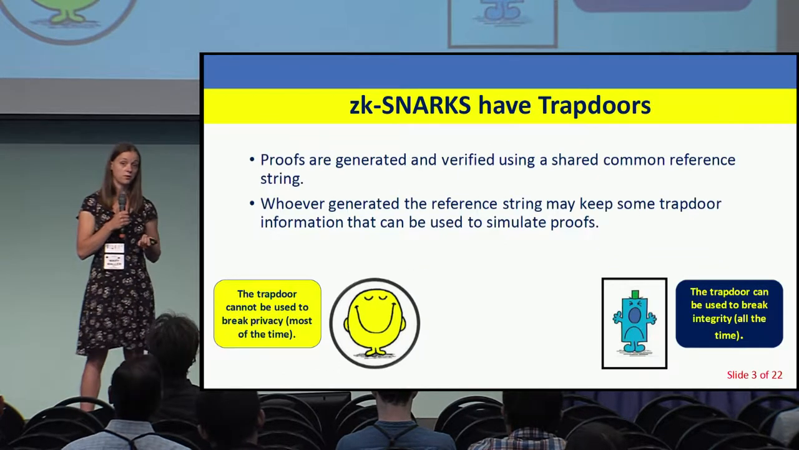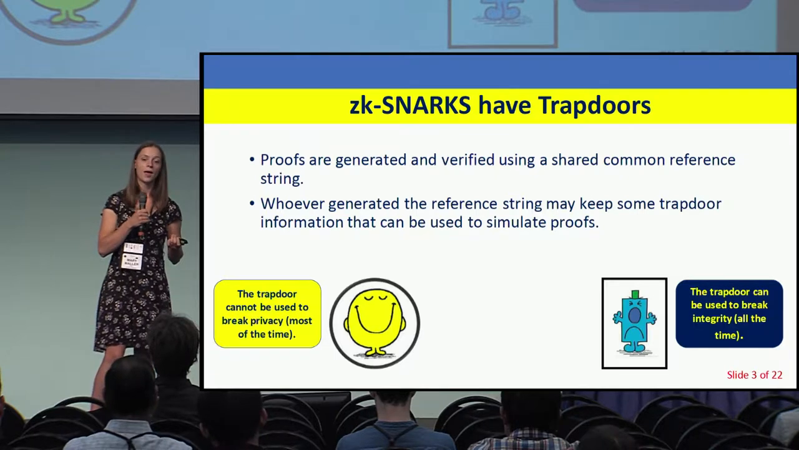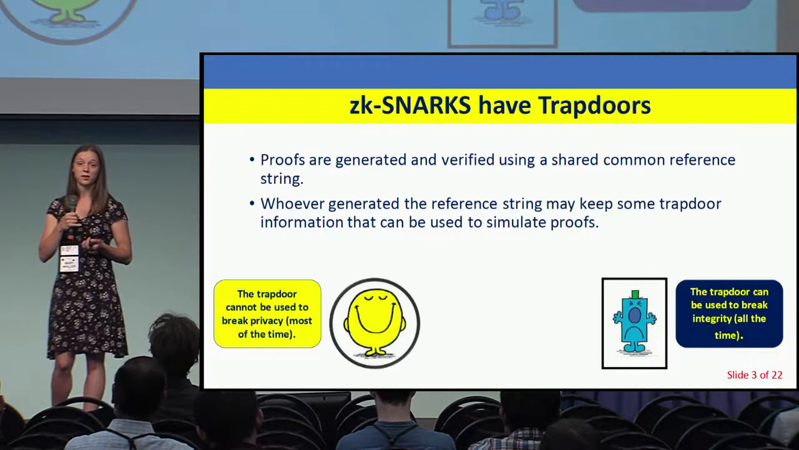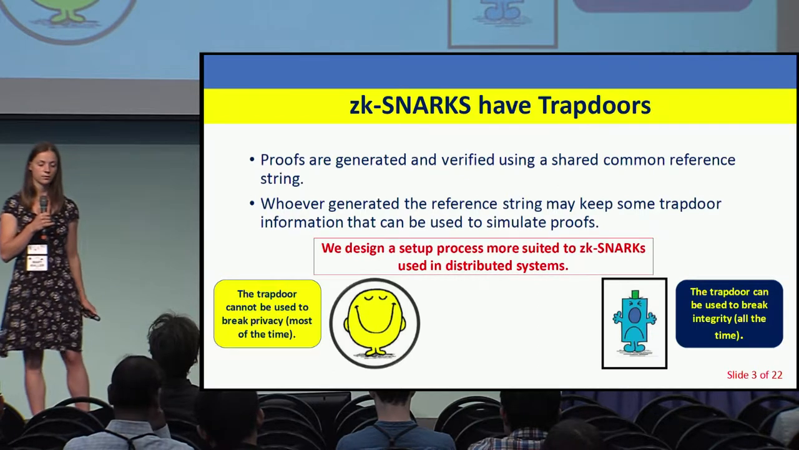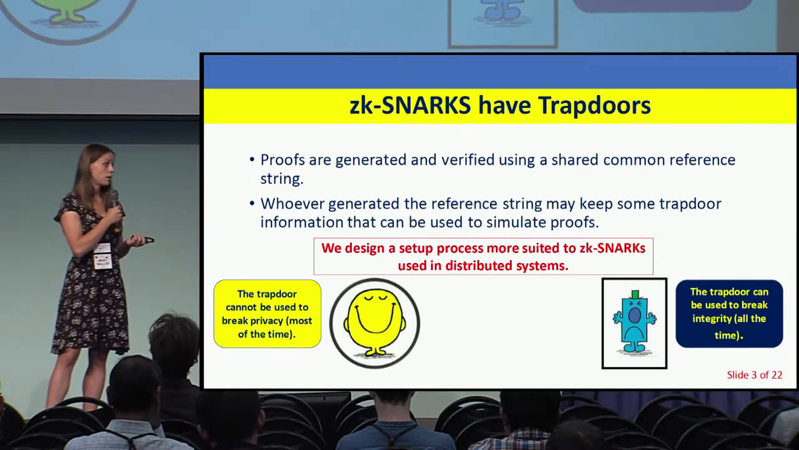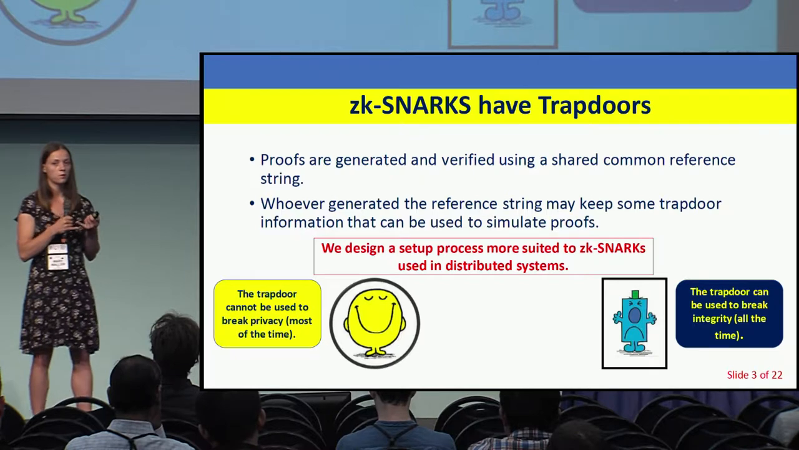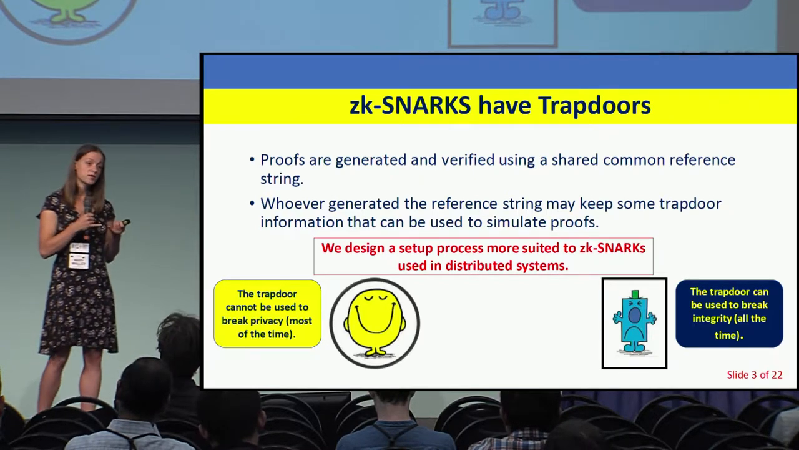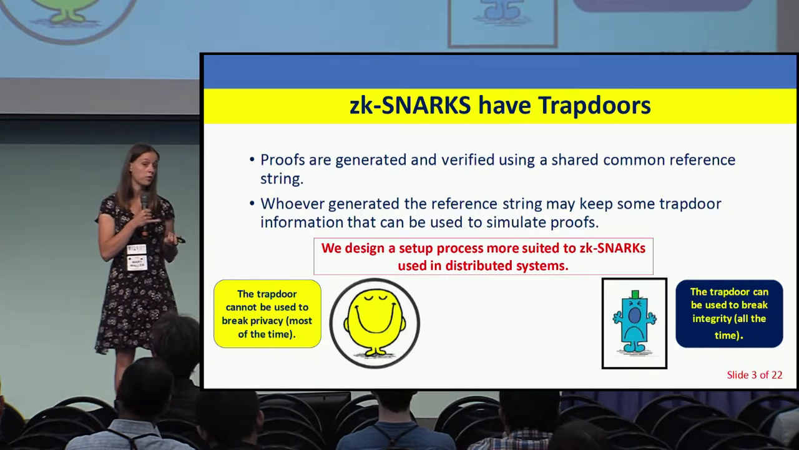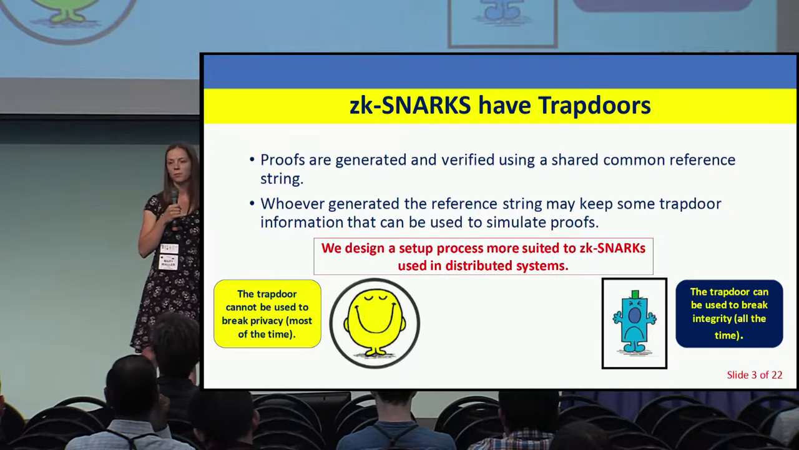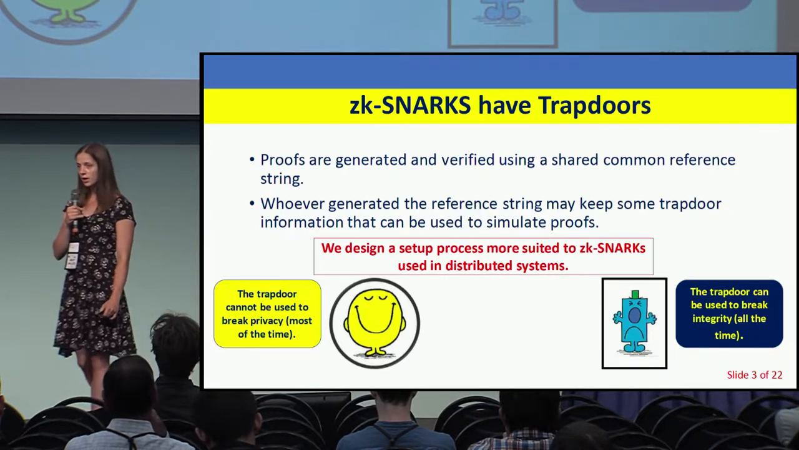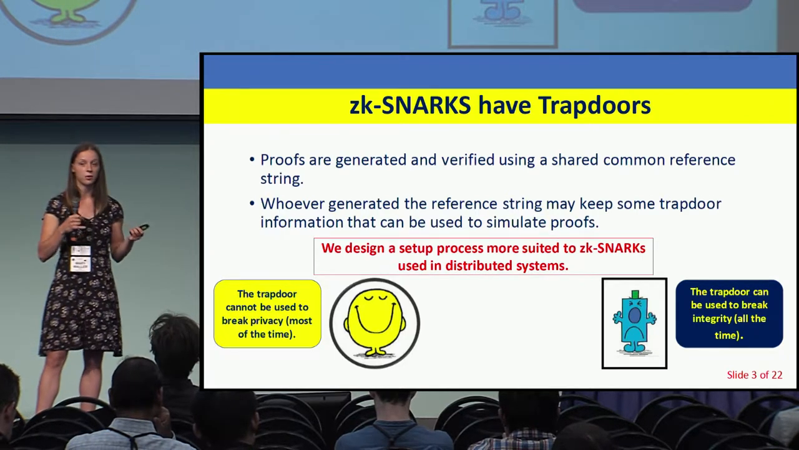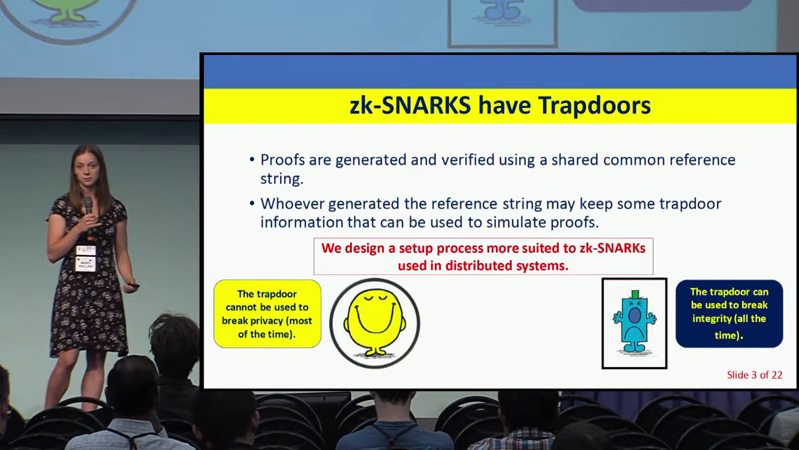However, where they're not so good for blockchains is, of course, this trapdoor. The trapdoor cannot be used to break zero knowledge, but it can be used to break integrity. When SNARKs were originally introduced, they were more designed for verifiable computation. So this wasn't so much a problem because you can rely on the verifier to get rid of the trapdoor. But in a distributed system where the entire philosophy is that there shouldn't be a trusted third party anywhere in the system, it's less ideal.